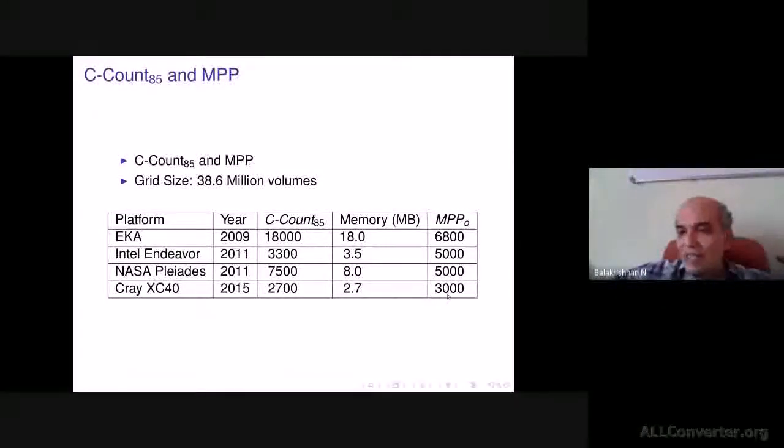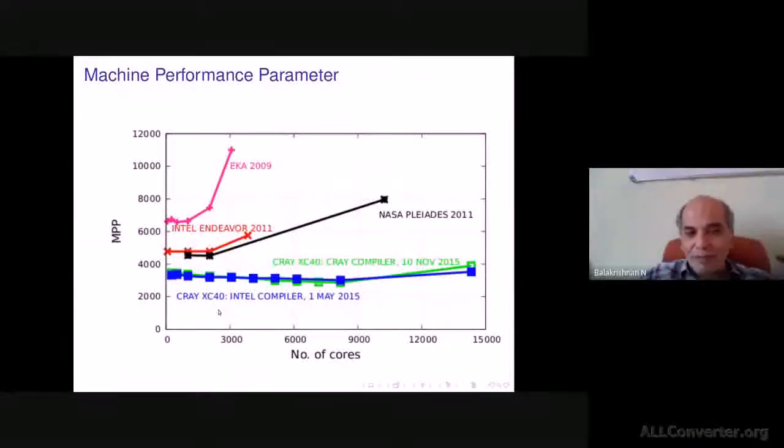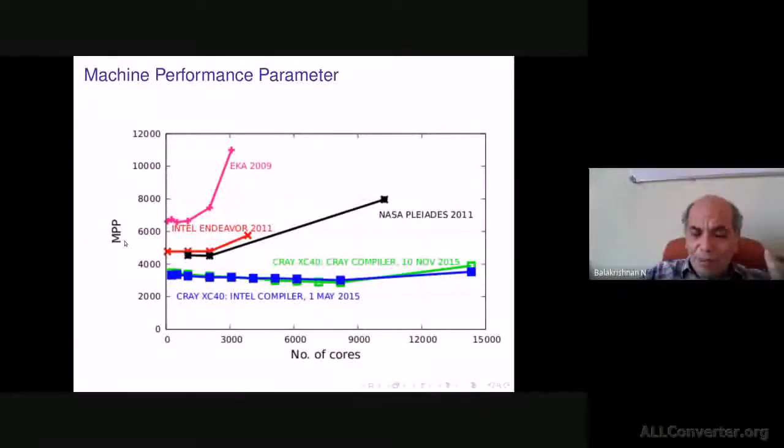So this is what is actually seen in this particular graph, where we have plotted the machine performance parameter against the number of cores, and you can see very clearly that Cray has a machine performance parameter of about 3000. There is also a reason why the curves behave like that. For lack of time, I'm skipping that. But if somebody is interested, I can put them on some literature where they can understand these things better. Okay. So this is about the machine performance parameter.